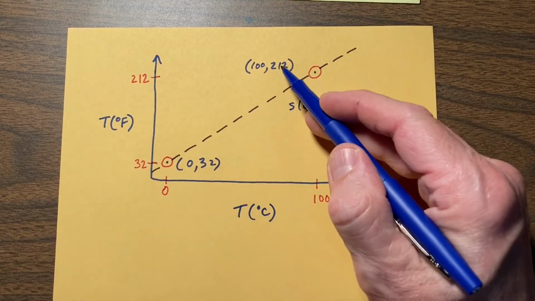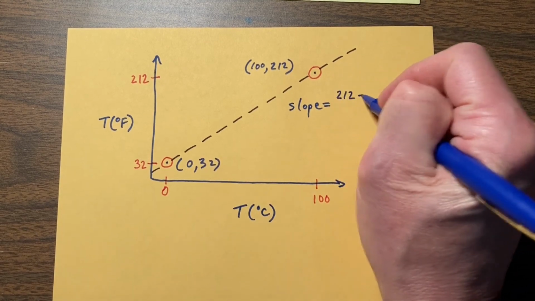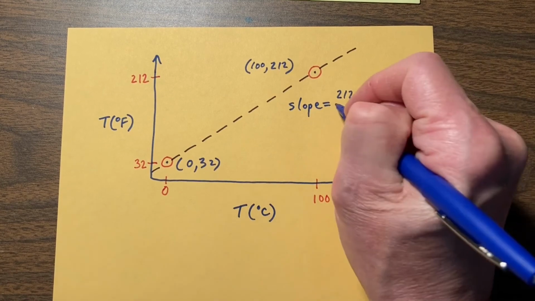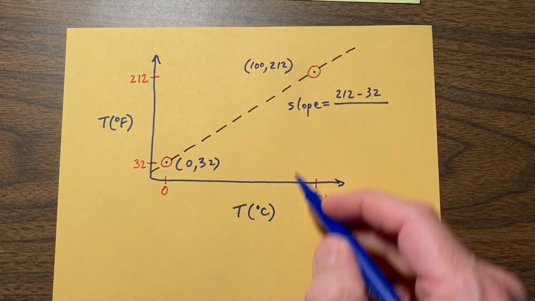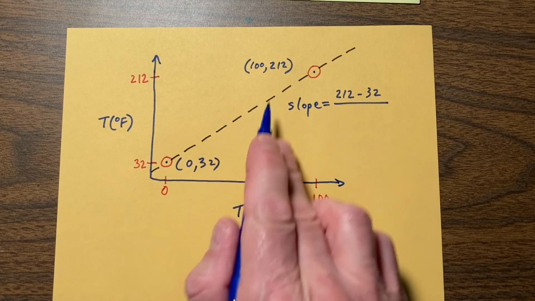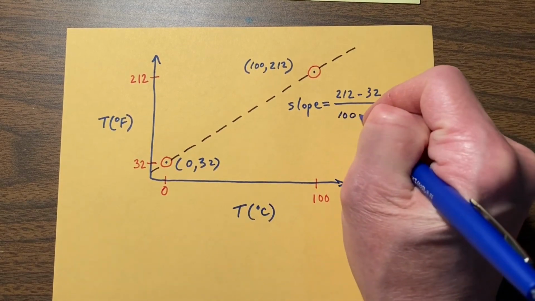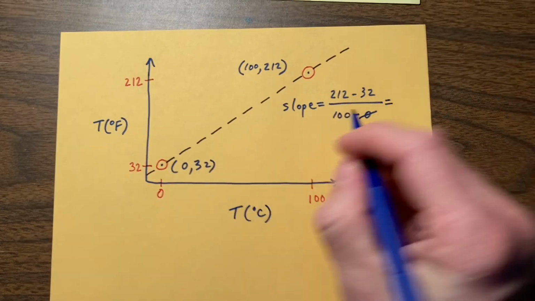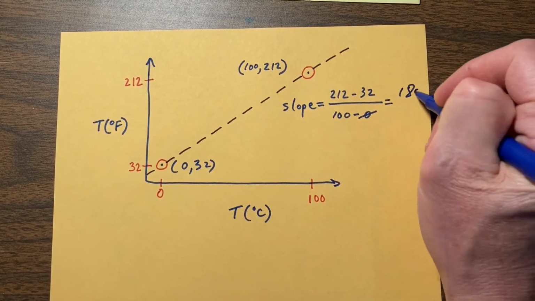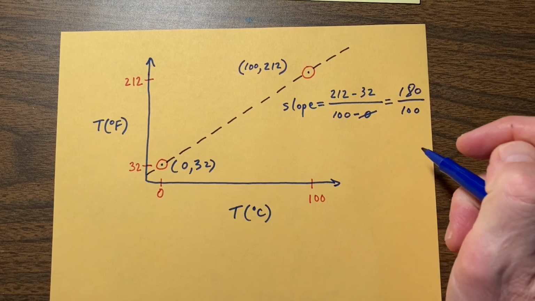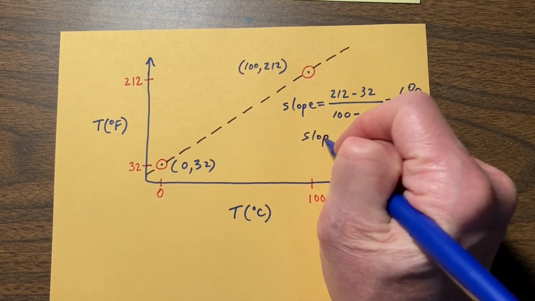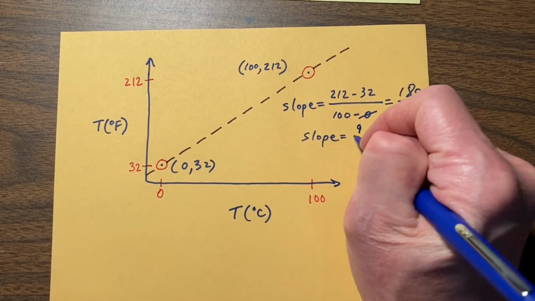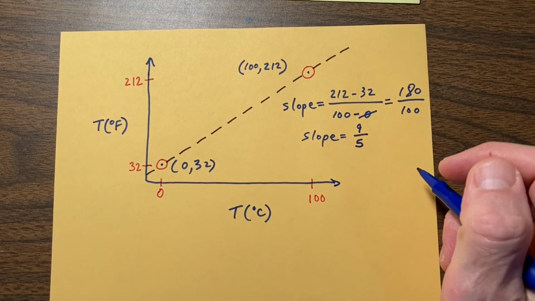So the slope would be 212, I'll leave units out of this for now, 212 minus 32 over, that's the change in the y, divided by the change in the x, which is 100 minus 0. And that's equal to 180 over 100. And if we simplify that down to simplest terms, 180 over 100 is the same thing as 9 over 5.